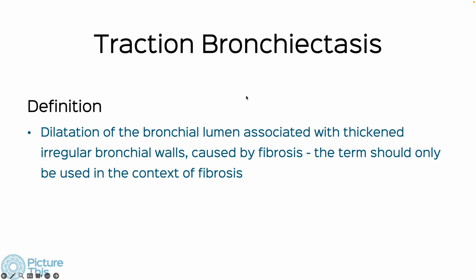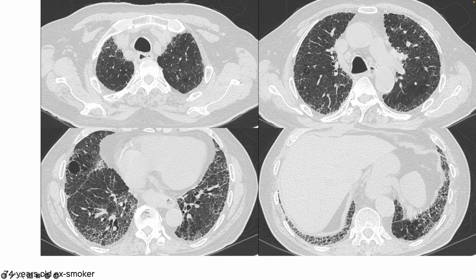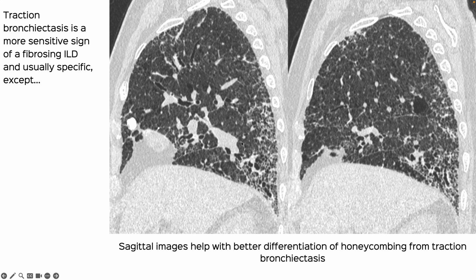Traction bronchiectasis is dilatation of the bronchial lumen with thickened irregular bronchial walls caused by fibrosis, and so we use the term only in the context of fibrosis. And look at this here. We have reticular opacities, we have traction bronchiectasis, we don't have honeycombing, we have subpleural basal predominance, we have upper lobe non-dependent involvement, and nothing else. This is your classic UIP pattern without honeycombing, or the probable UIP pattern.